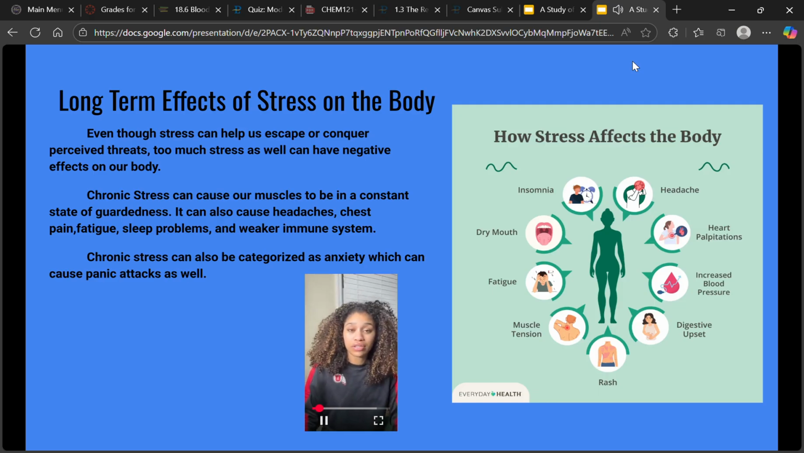Long-term effects of stress on the body. Even though stress can help us escape or conquer perceived threats, too much stress can have negative effects as well. Chronic stress can cause our muscles to be in a constant state of guardedness. It can also cause headaches, chest pain, fatigue, sleep problems, and weaker immune systems. Chronic stress can also be characterized as anxiety, which can cause panic attacks.